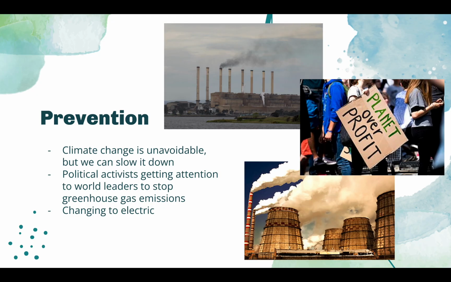The real question is, is there a prevention from all of this happening? Climate change is inevitable. Climate change will happen no matter what, and the ice caps will melt no matter what we do. However, we can slow down how it happens because as of right now, it is moving at an unacceptable rate. We can slow down climate change by changing to electric transportation and making this a known problem.